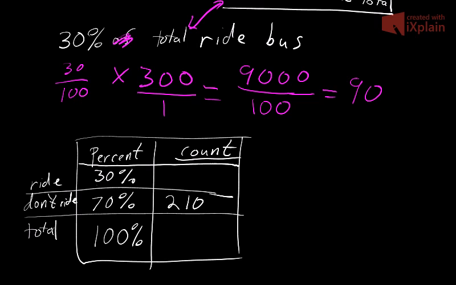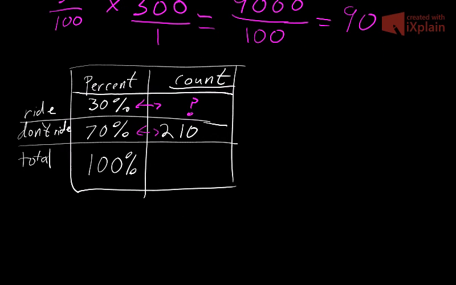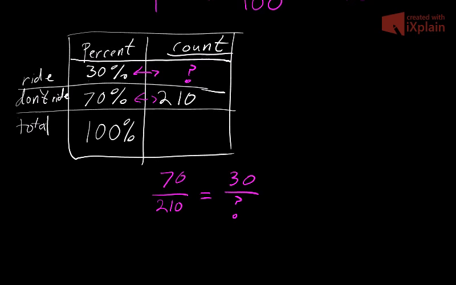And now I can look at these and do my ratio problems again. So I have that 70 to 210 has to be the same as 30 to the amount of kids that ride the bus. So the way I do that is I write 70 over 210 equals 30 over the number of kids that ride, which is what I'm trying to find.